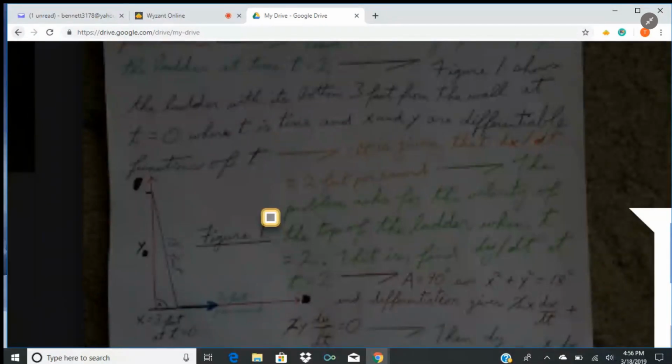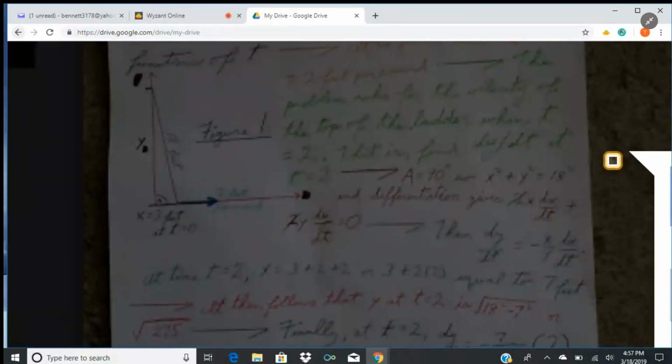Figure 1 shows the ladder with its bottom 3 feet from the wall at t equals 0. t is time. x and y are differentiable functions of t. It is given that dx over dt is equal to 2 feet per second. The problem asks for the velocity of the top of the ladder when t is 2 seconds, 2 seconds after the bottom of the ladder starts sliding. Let me roll this up. And that is find dy over dt at t equals 2 seconds.